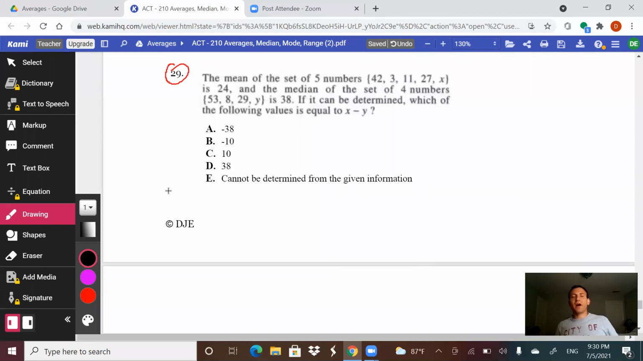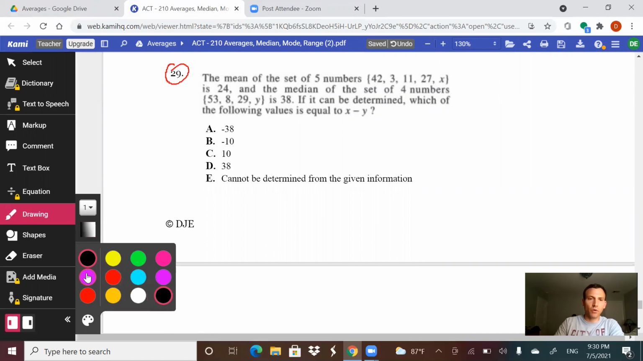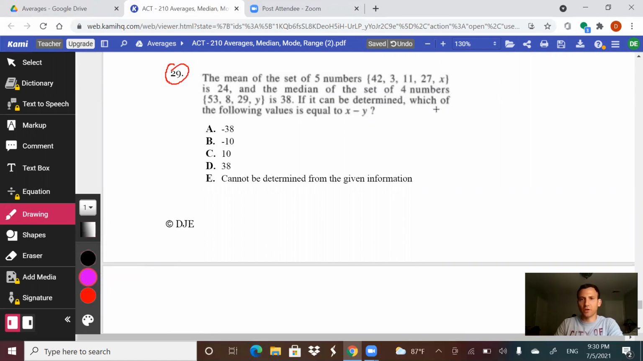Okay, 29, I find it really helps to kind of read it and map things out. This was one of the last 15 problems from a test, so it's supposed to be harder. I don't think it's that bad, though. You'll see what you think. And feel free to pause again, but I'll keep on going. So the mean of the set of 5 numbers is 24. Okay, so let's just do what we always do. 42 plus 3 plus 11 plus 27 plus x, right? We're just setting up our skeleton, divided by 5 equals sum. So we can figure out what x is.